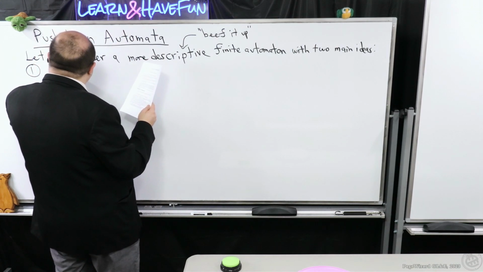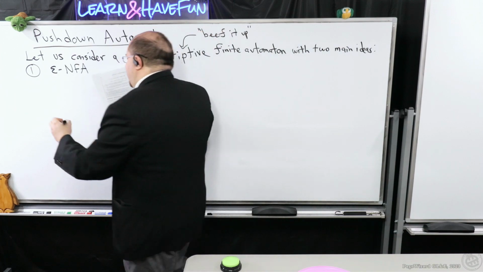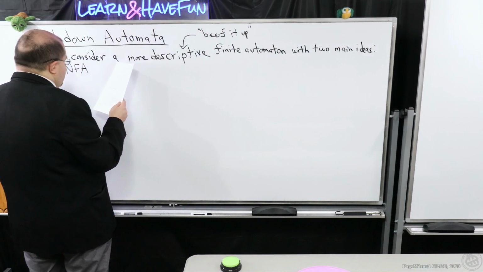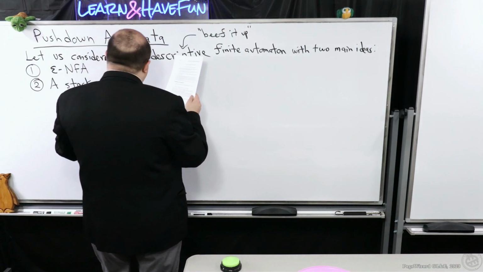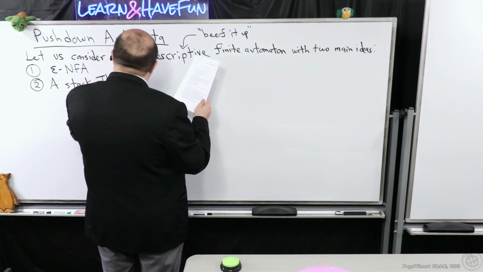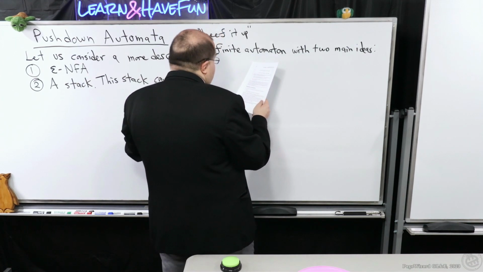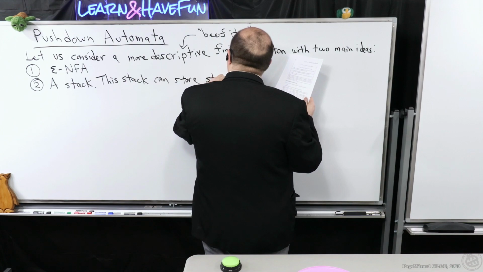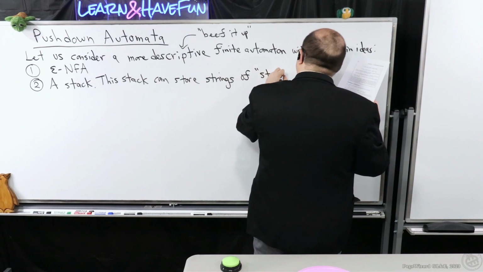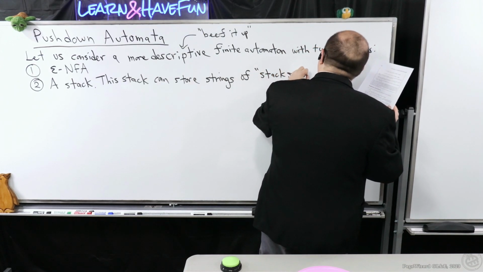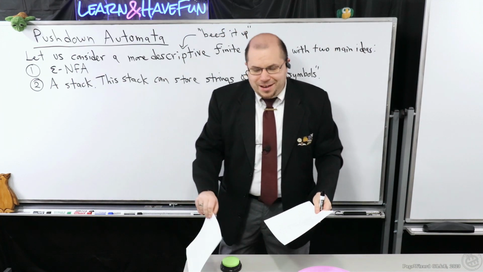So imagine I give you an epsilon NFA, and I'm going to introduce to it a stack. So we're going to give it a stack. This stack can store strings of what we'll refer to as stack symbols. Stack symbols. I'll give you a little picture just to give you an idea of what we're looking at here.